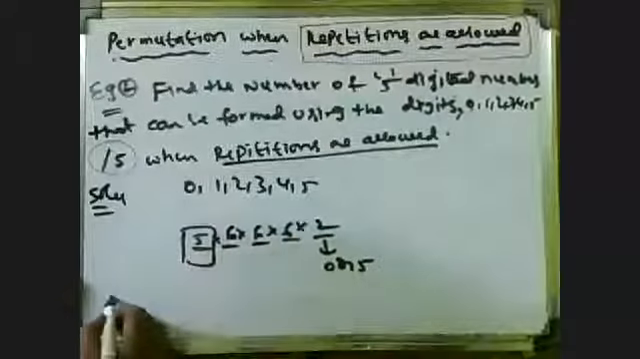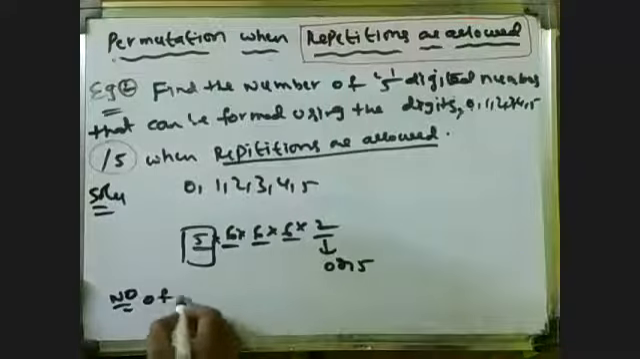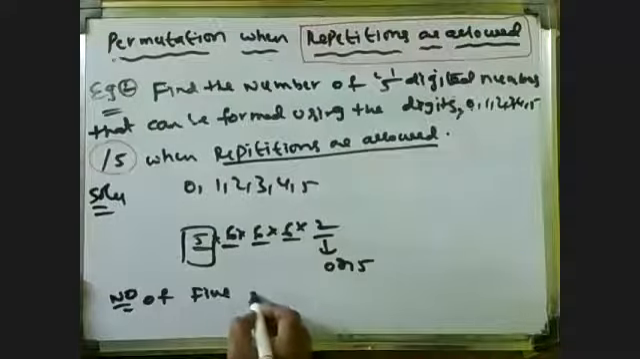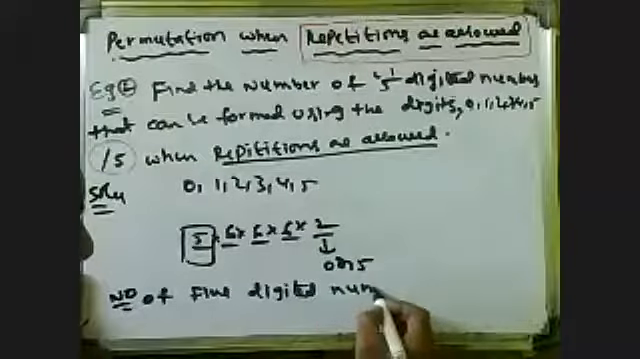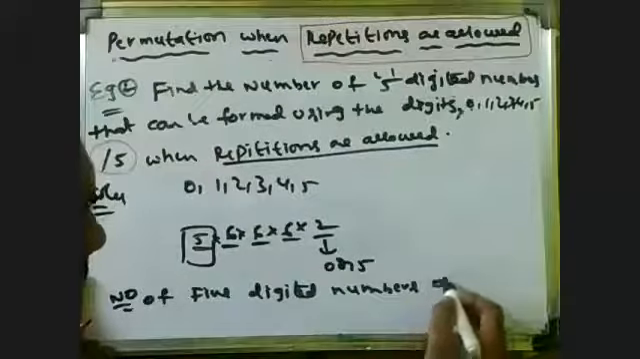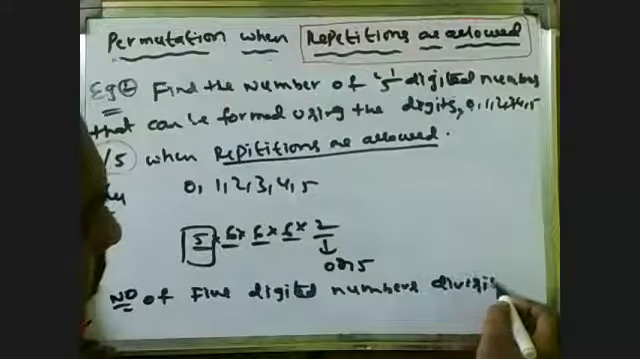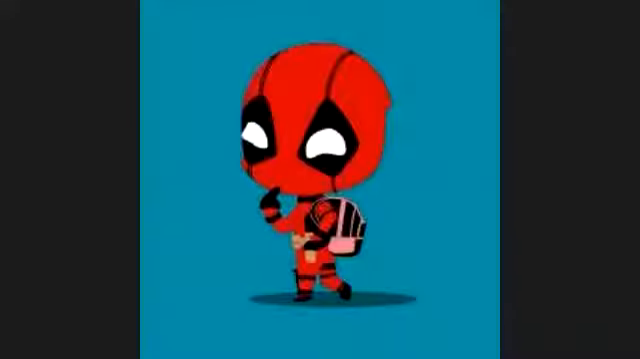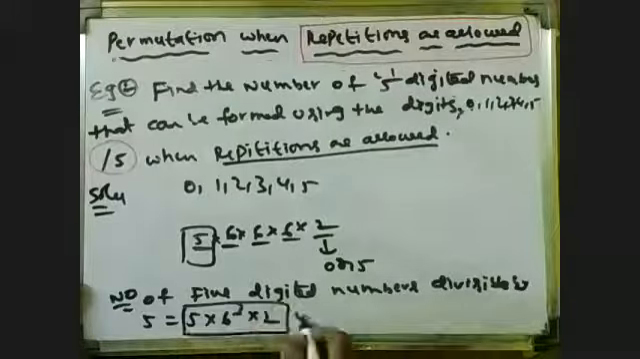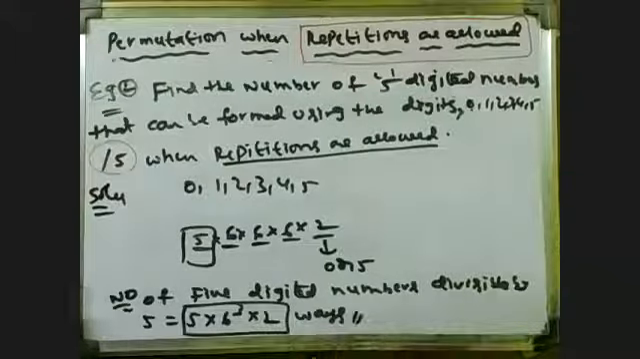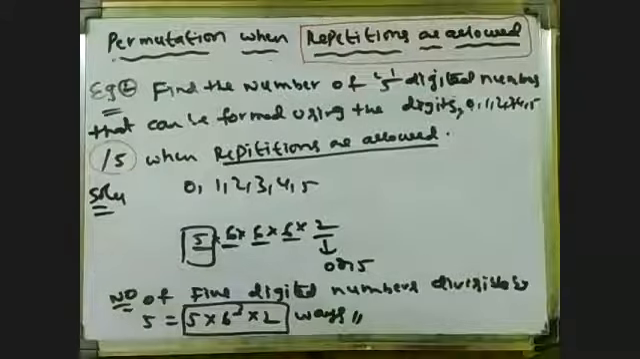Apply the fundamental principle. Number of 5-digit numbers divisible by 5 is equal to 5 into 6 cube into 2 ways. We can do it like 5 into 6 cube into 2.